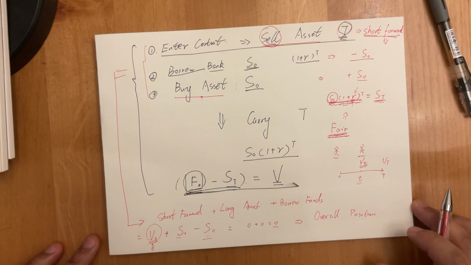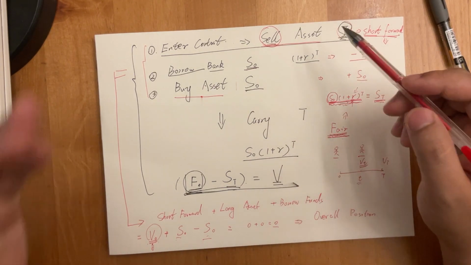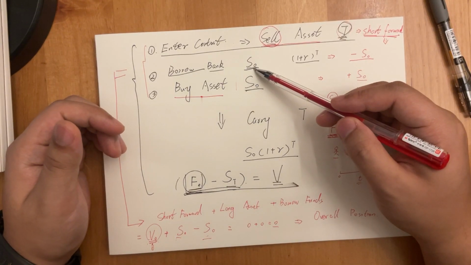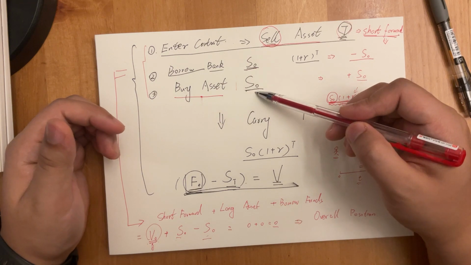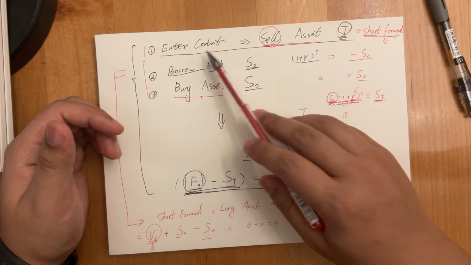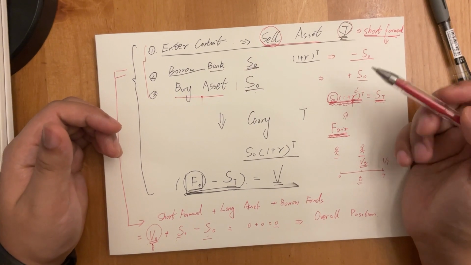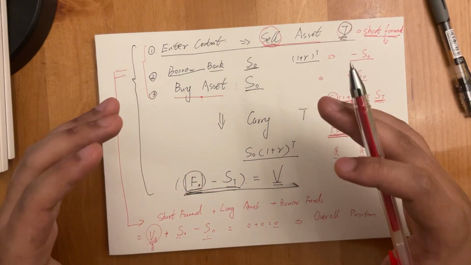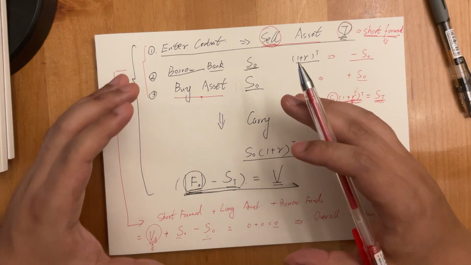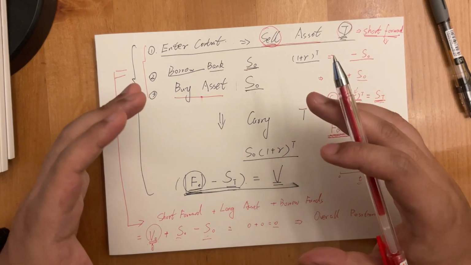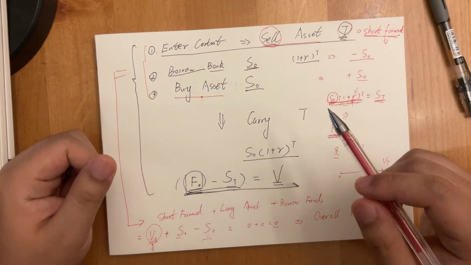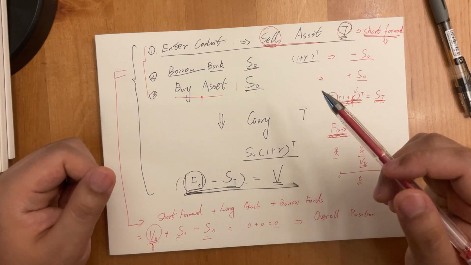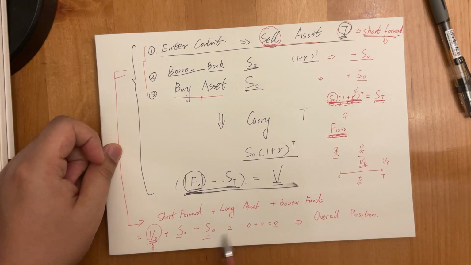Okay, so you borrow from the bank, a short position; you buy the asset, a long position; and you enter the contract, you short the forward, and all this will result in a zero overall position. Okay, so it's completely covered. All right. So in the next video, I think I'm going to change this a little bit.